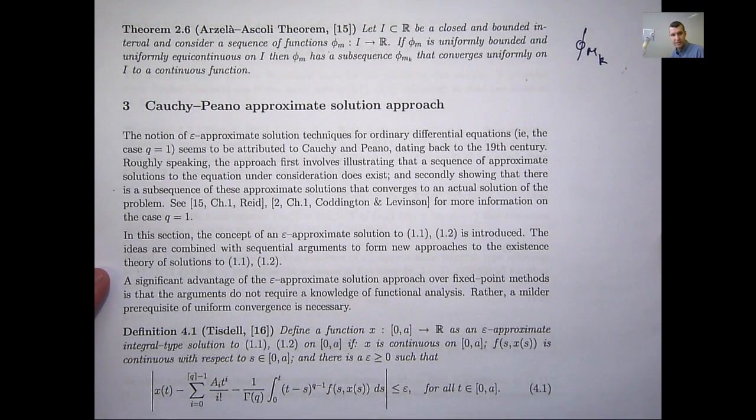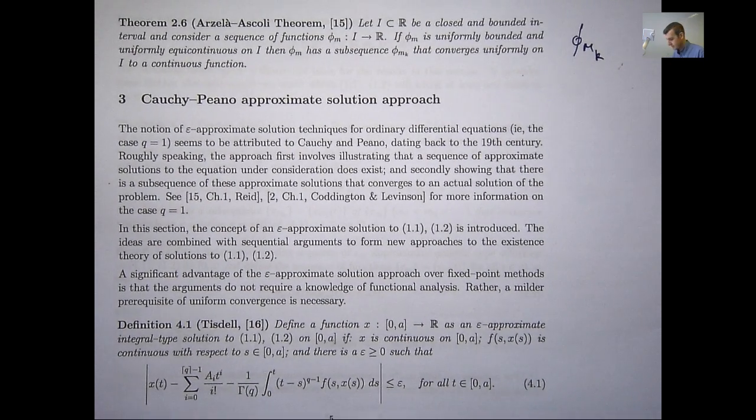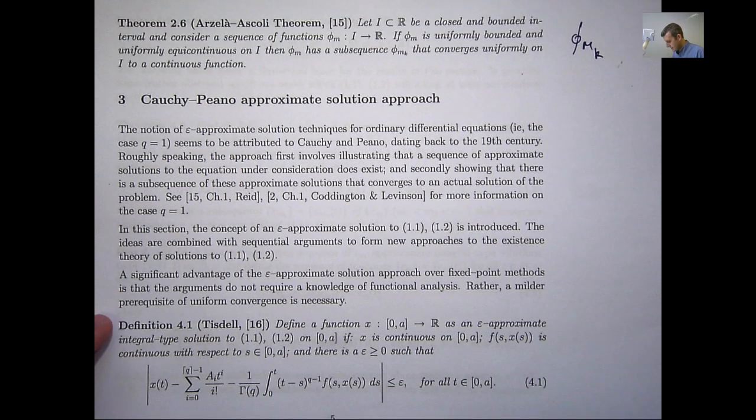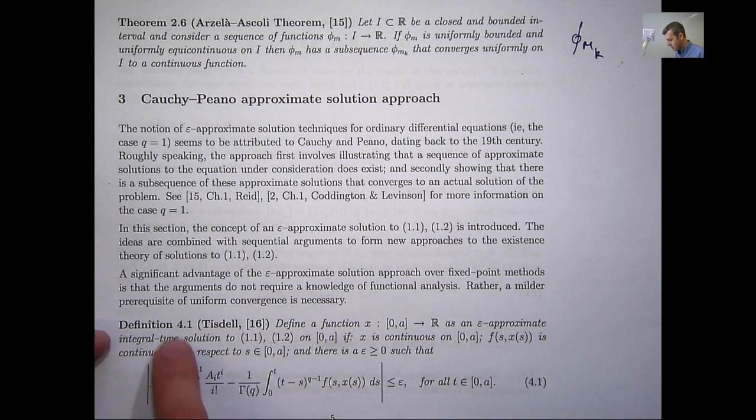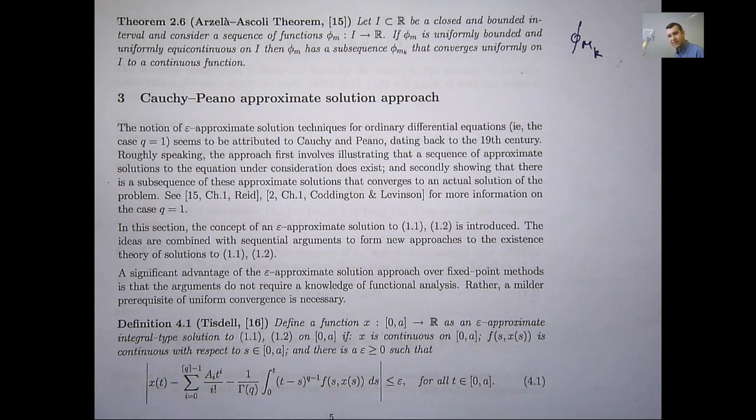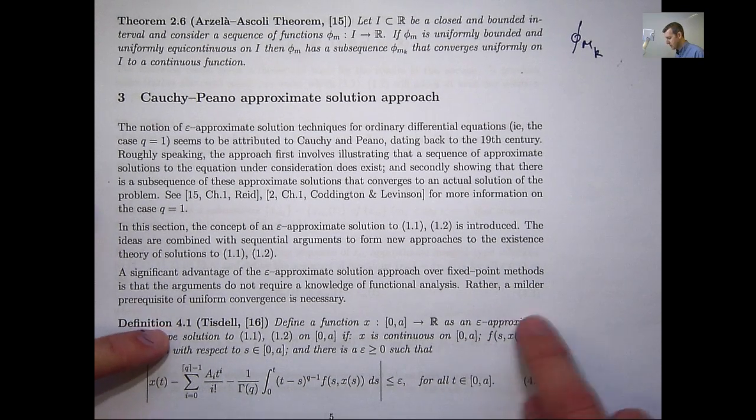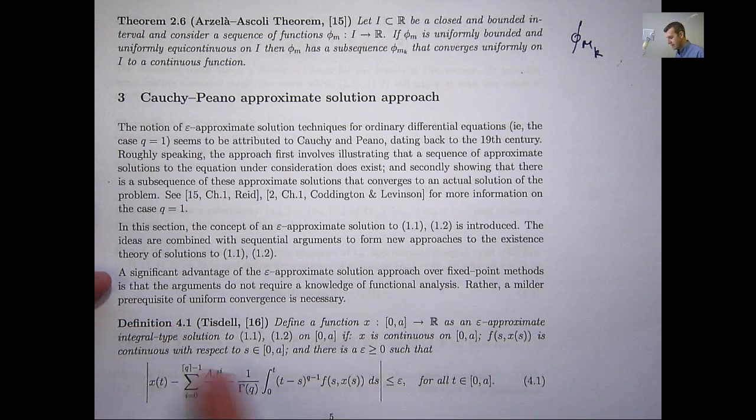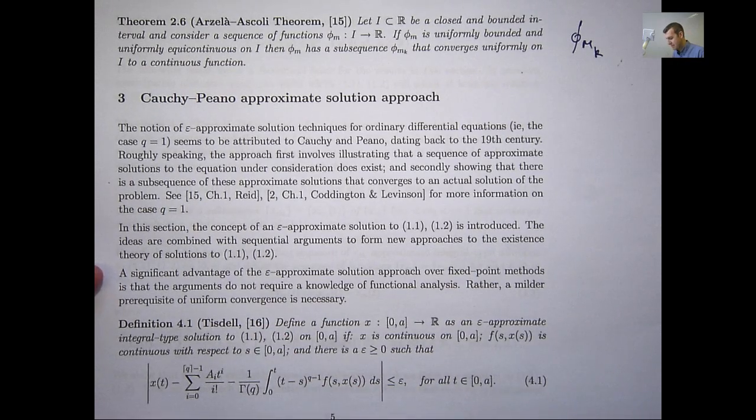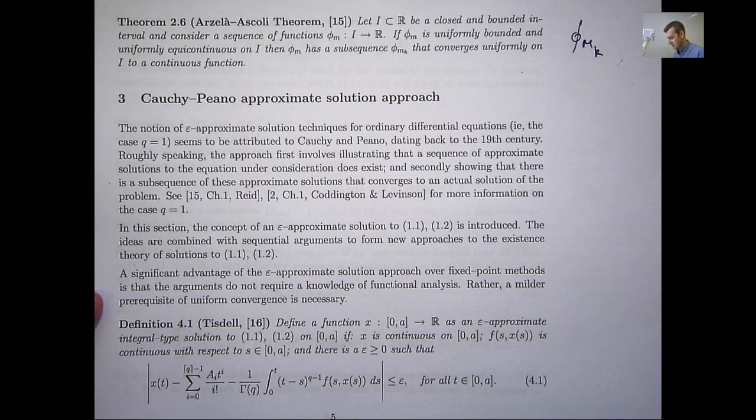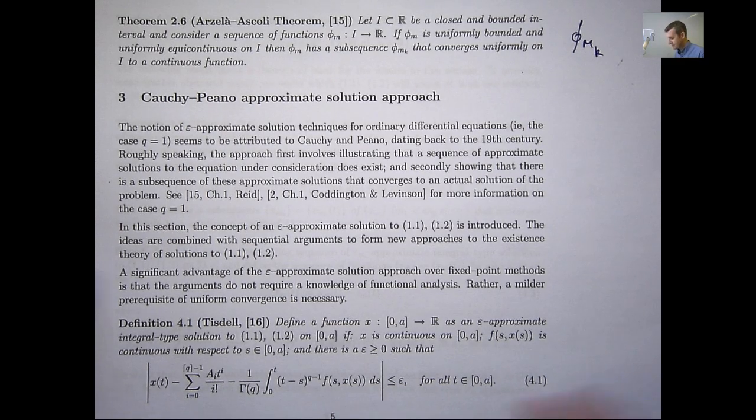Okay, well, let's define what we mean by an epsilon approximate solution. Now, in this definition, I've got integral type here. Throughout this presentation, I'm actually just going to refer to these kinds of things as just epsilon approximate solutions. Okay, now the reason why I've got integral type in this particular definition is because in my paper, I also talk about derivative type solutions. Okay, so let's have a look.